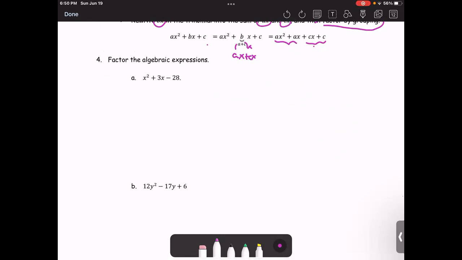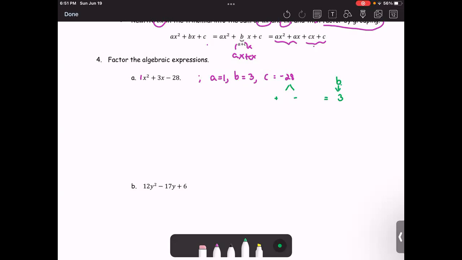Take a look at the examples. In part A, we're going to factor x squared plus 3x minus 28. The leading coefficient a is 1. So put a note here: a equals 1, b equals 3, and c is negative 28. We look for a pair of numbers whose product is negative 28, which means one of them is positive and the other is negative, but the sum of these two numbers is 3, which is the value b.